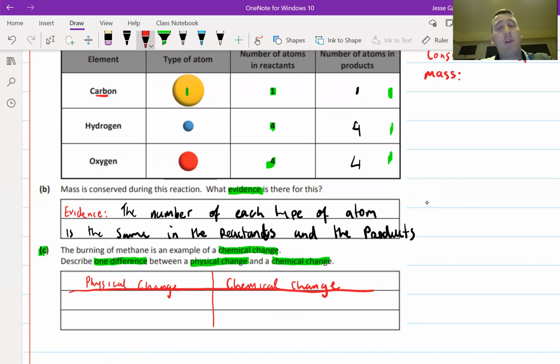Okay, so if you weren't able to do that, here's a little bit of help. A physical change is something like taking an ice cube, which is water, and melting the ice cube to give you liquid water.